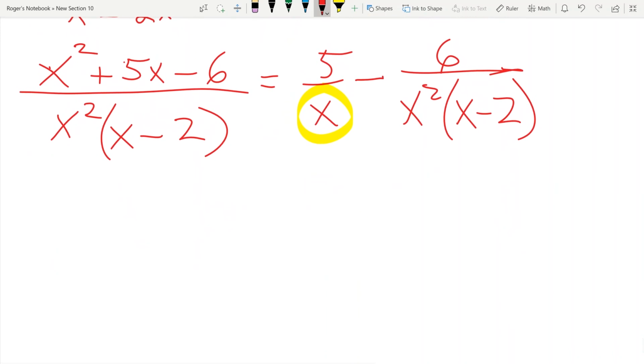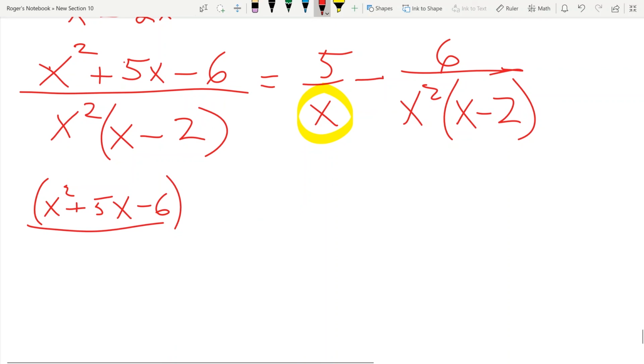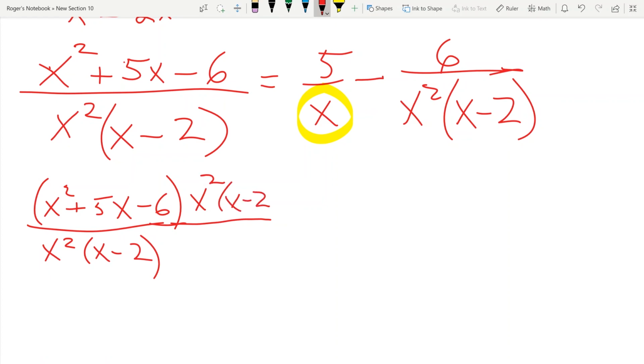Multiplying through by the LCD. I'll try to write small. It's hard when I don't have more space, but let's see here. x squared plus 5x minus 6, it's over x squared times x minus 2. We're going to take all this and multiply it by x squared times x minus 2. And that takes care of the first term.